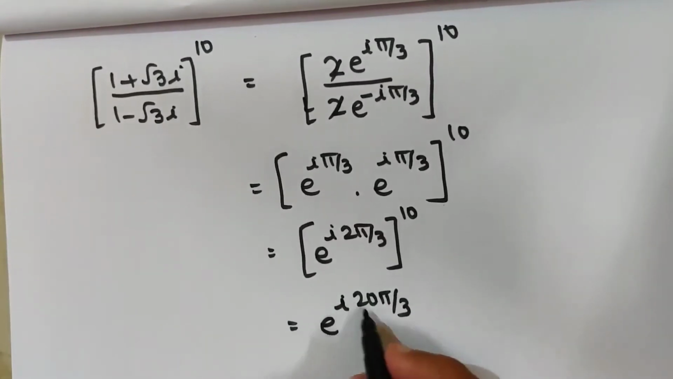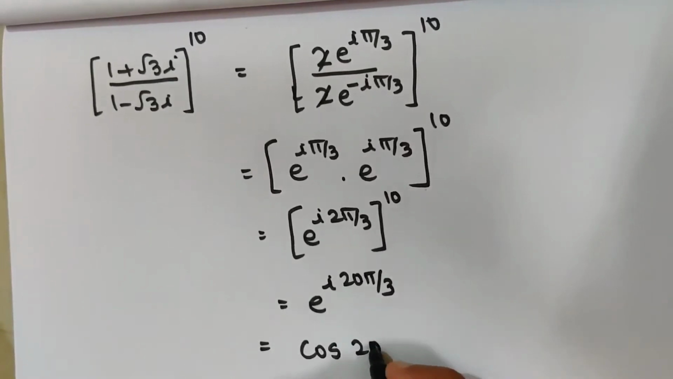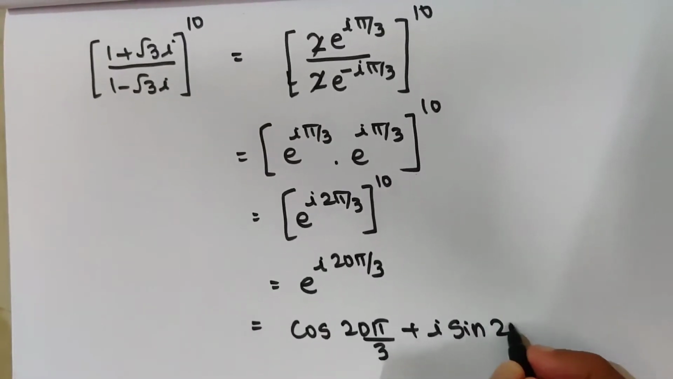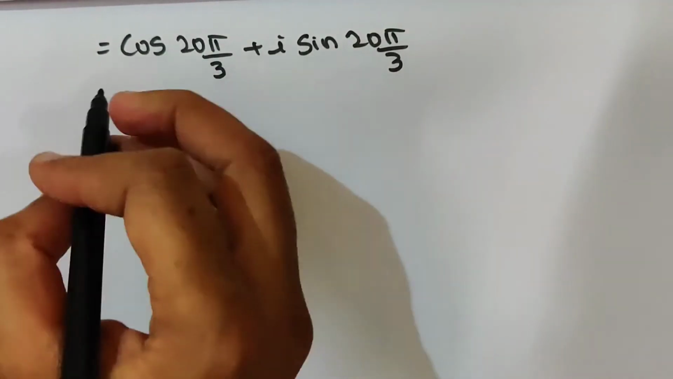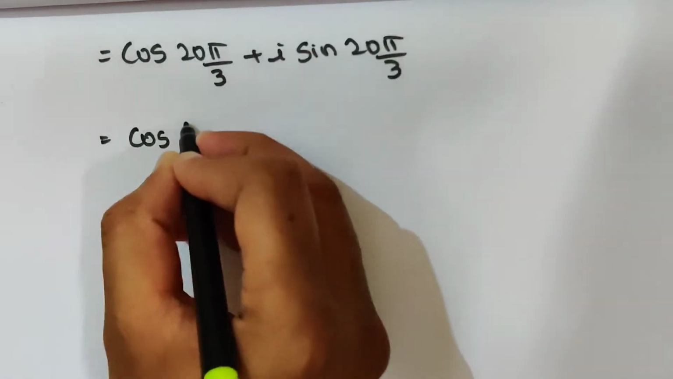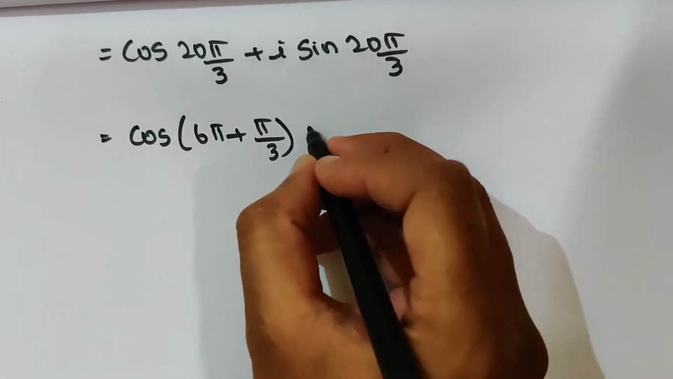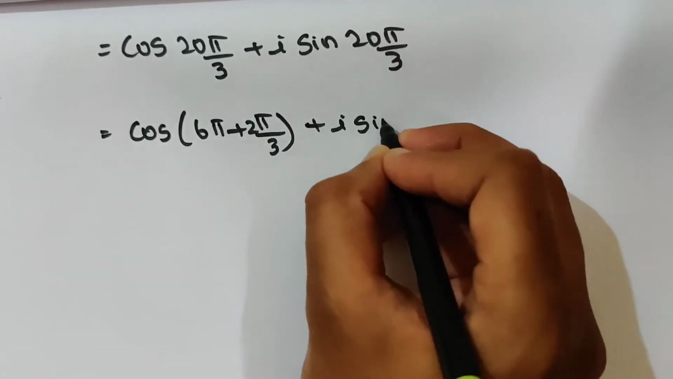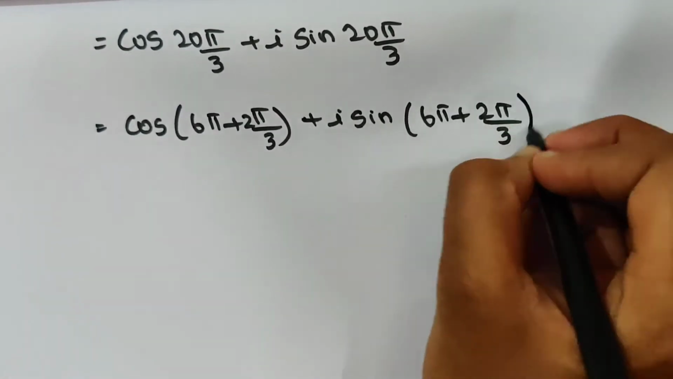Now convert this Euler's form into polar form. I will get cos 20 pi by 3 plus i sin 20 pi by 3. This 20 pi by 3 can be split as cos of (6 pi plus 2 pi by 3) plus i sin of (6 pi plus 2 pi by 3).